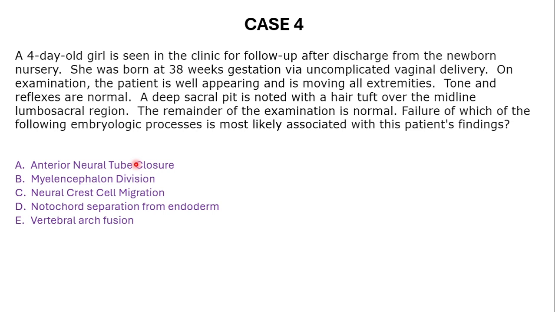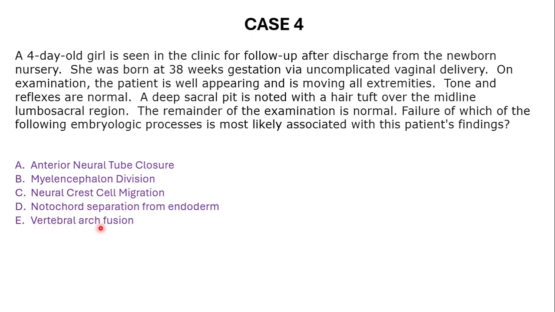Anterior neural tube? Nope. The spina bifidas are all posterior neural tube defects, so this one is wrong. Myelencephalon division? No. Again, spina bifida has absolutely nothing to do with the forebrain, midbrain, hindbrain, or anything regarding the anterior neural tube. Okay. Neural crest cell migration? Nope. Notochord separation from the endoderm?